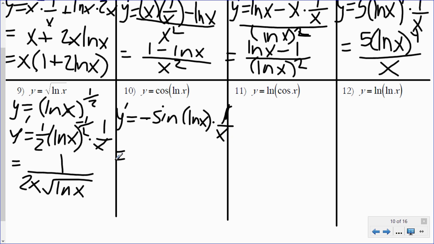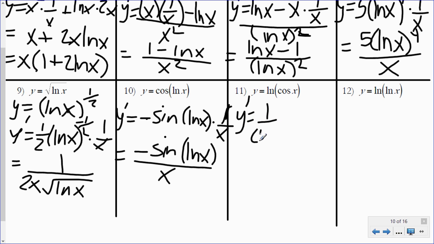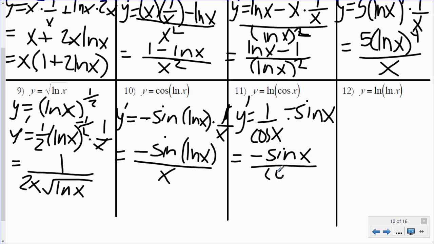So when we multiply straight across, we'll just get negative sine of natural log of x all over x. All right, now number 11, this is just switched around now. We have natural log of cosine of x. So when we find our derivative, we'll say, okay, derivative of natural log of cosine of x, remember, is 1 over cosine of x, but then times the derivative of cosine of x, which is negative sine of x. And then if we multiply straight across, we'll get negative sine of x over cosine of x.